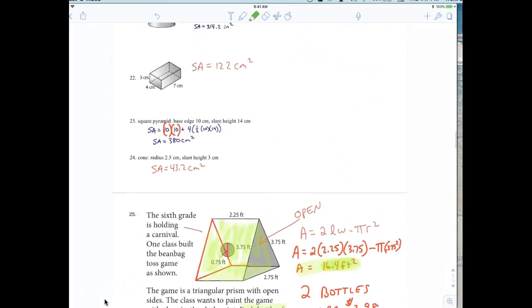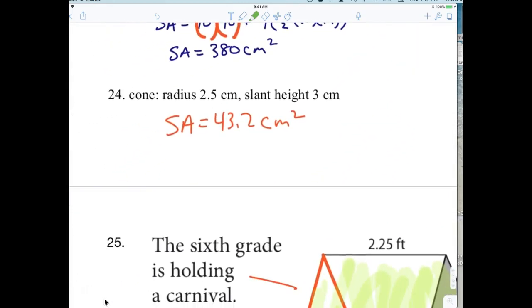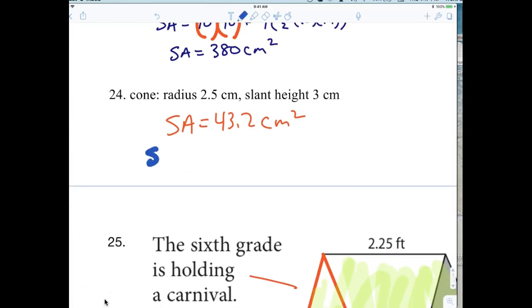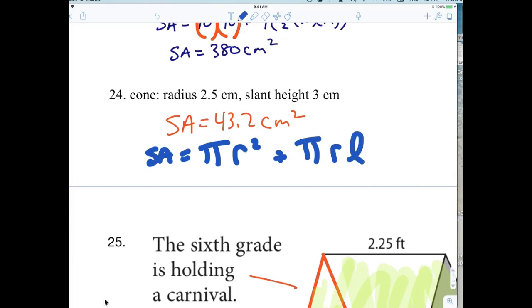Okay, so now let's look at 24. Now don't forget to write down the surface area of a cone. Surface area is equal to pi r squared plus pi r L. And double check me, 43.2. That's what I got. Boys, you getting it? You guys all right? 43.2. Again, it's mostly just write down the formula, plug the numbers in.